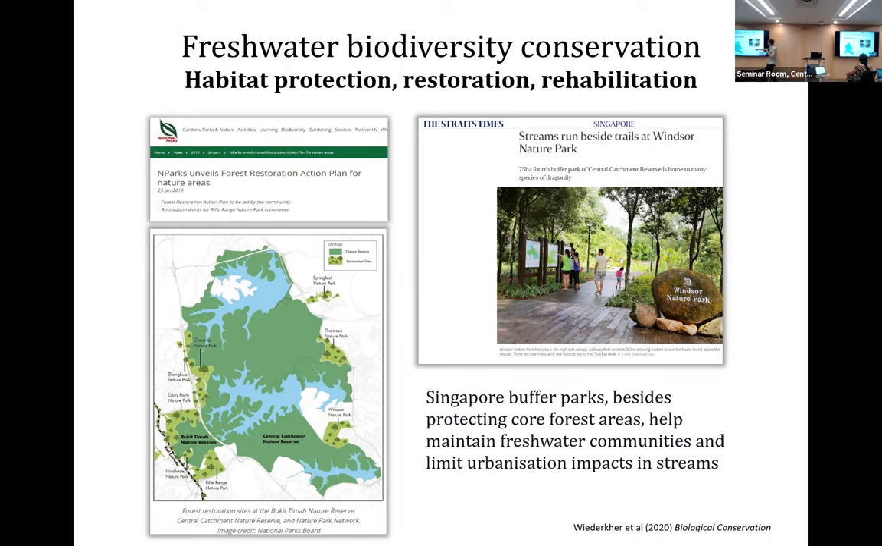Because these buffer parks look like forests. Some of the streams actually look like forest streams. They're very nice, with the trees and all that. The stream looks like a normal forest stream, but when you look inside, there's the guppy, because really it's on the edges, and the guppy is non-native. But still, it has some of those characteristics of a typical forest stream. So it helps to buffer.